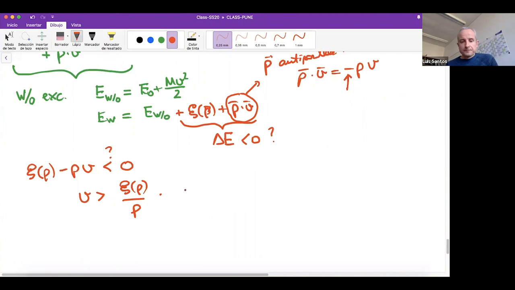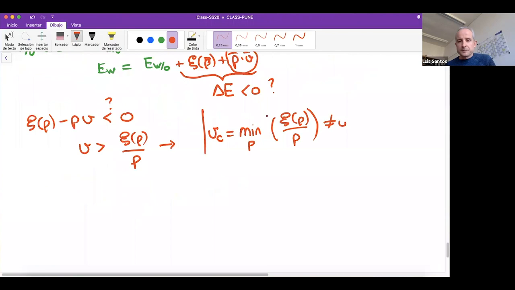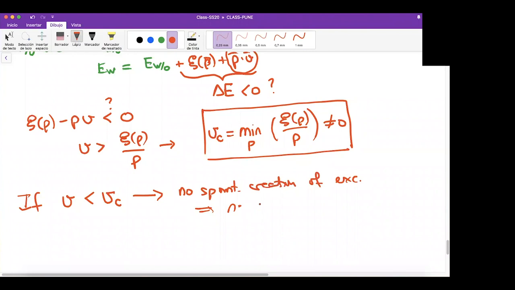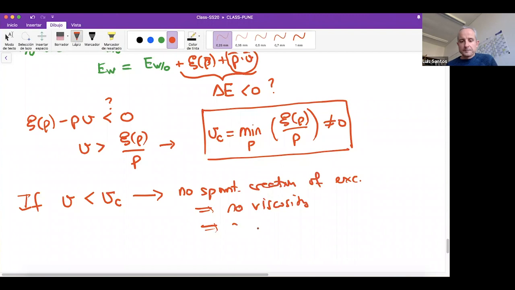But what happens if I define now this number, which I will call the minimum over P of this number, and this number is different than zero? This means that if the velocity is smaller than this critical number, then I can't create any excitation spontaneously. No spontaneous creation of excitations, and therefore no viscosity. Ergo, superfluidity. This is what is called the Landau criterion.